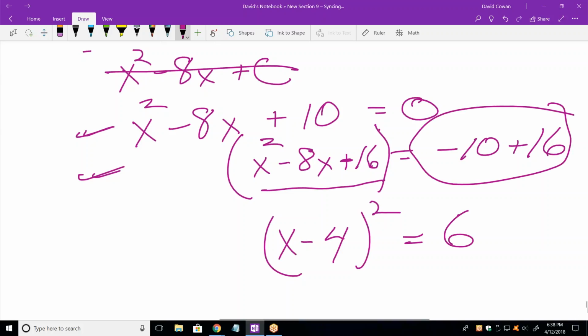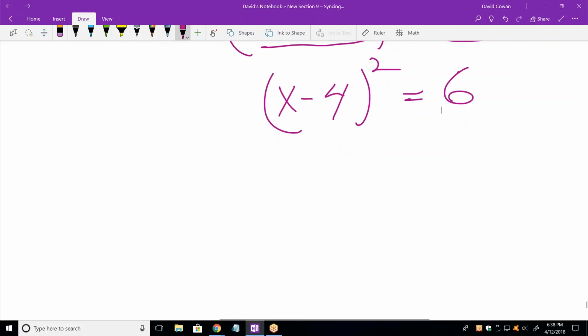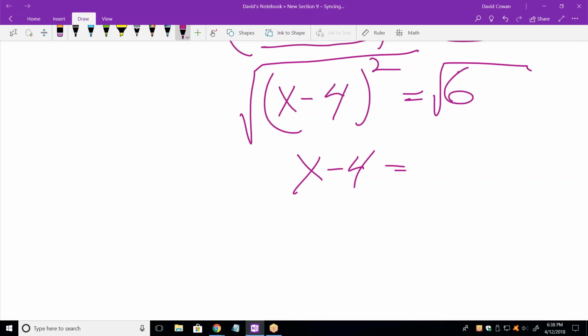Now I can solve it by what? How would I solve that equation right there? So you'd square root both sides. Very good. Now, what that leaves me is x minus 4 on the left side, and what it leaves me on the right side is plus or minus root 6.